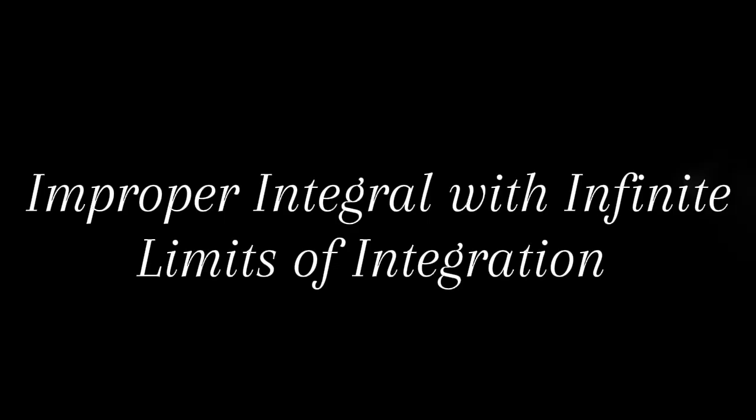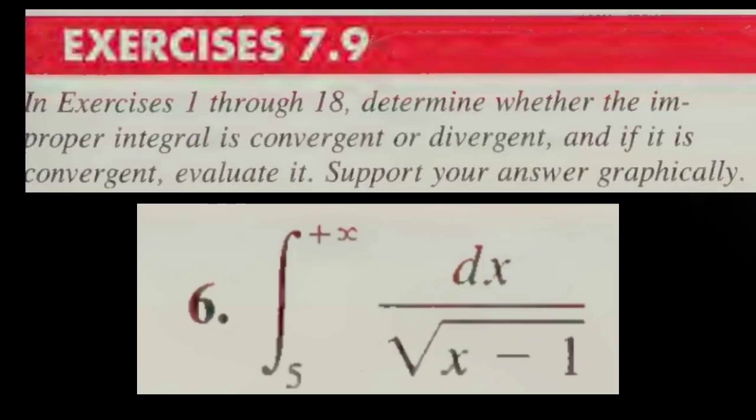Let's evaluate an improper integral with an infinite limit of integration and determine whether it is convergent or divergent. Now we are asked to evaluate this integral: the integral from 5 to infinity of dx over the square root of x minus 1. This is an improper integral because the upper limit is infinity.